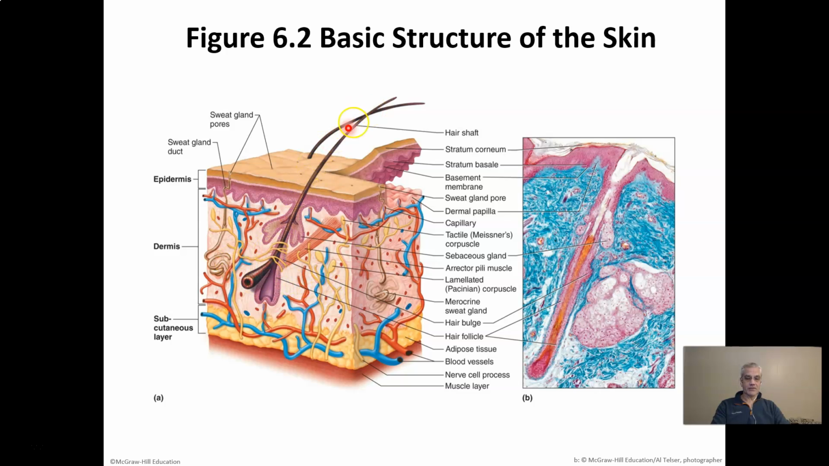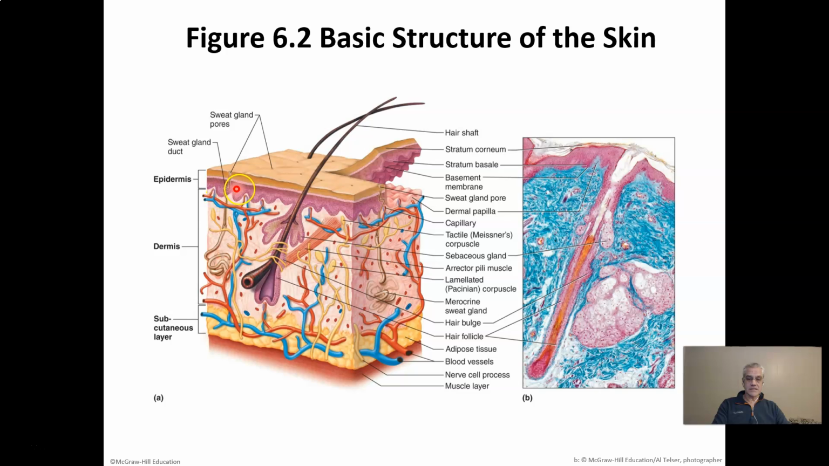All right, you have hair follicles. Here's a hair shaft and a hair follicle. We're going to talk about what a hair follicle is. You've got sweat glands here, and they penetrate up to the surface. We're going to talk about what a sweat gland looks like and how it works and how it acts. We're going to talk about the layers of the epidermis.